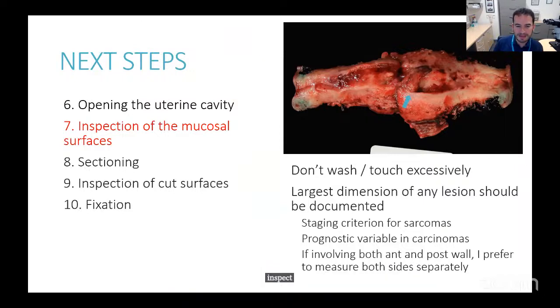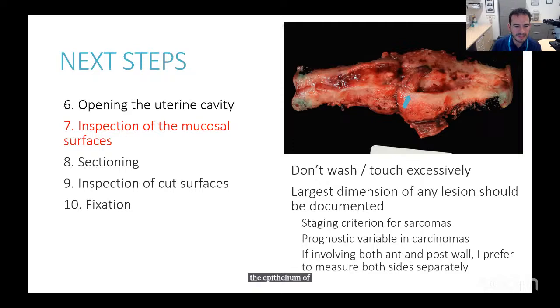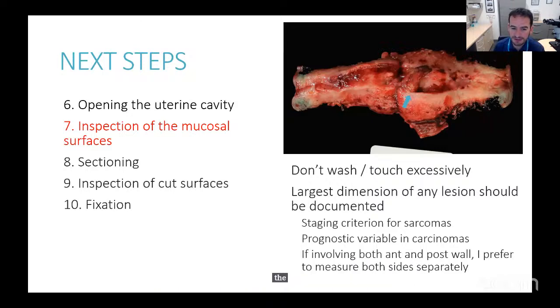Inspection is basically visual. I always advise against washing excessively or touching excessively the uterine surface, because the epithelium of interest is going to be dislodged. If you find any lesion, it should be documented in terms of size. And by size, I say at least the largest dimension. You may not be willing to provide 3 dimensions, but at least the largest dimension should be always documented, because if that lesion is a sarcoma, the largest dimension is a staging criterion.